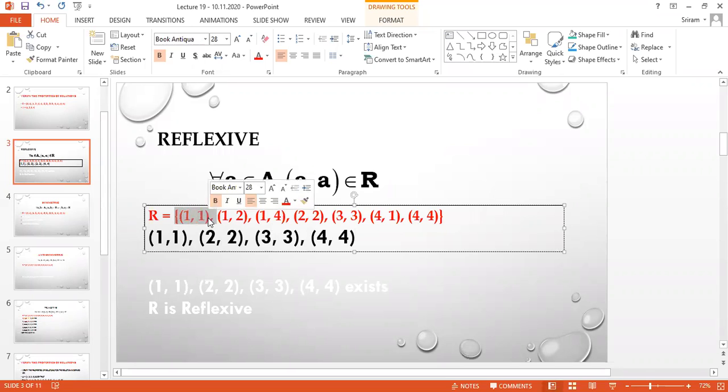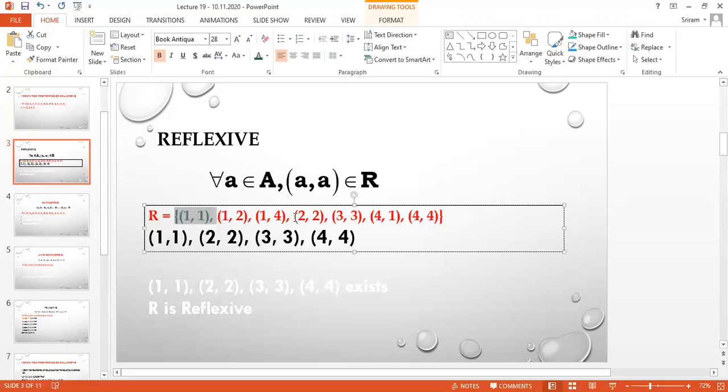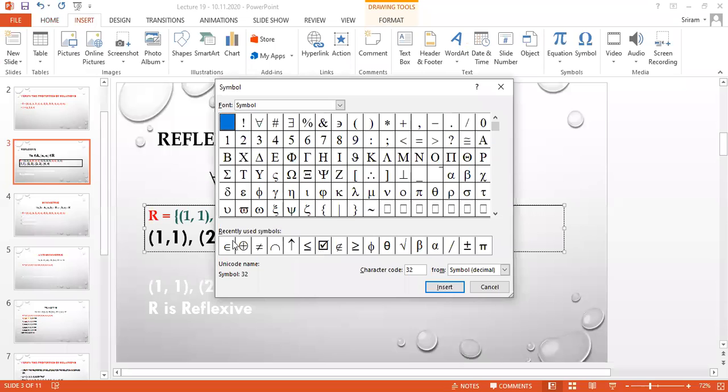I am having (1,1). Yes, I have (1,1). Next, I am going to check (2,2). Yes, (2,2) exists. Next, I am going to check (3,3). Yes, (3,3) exists. Like this, I am going to check one by one. Next, I am going to check (4,4). Yes, (4,4) exists. When I check here, I found all the 4 pairs exist in the set.